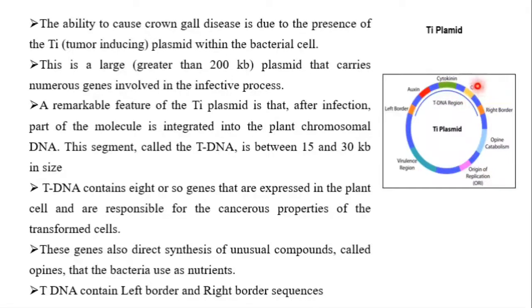And another one: an unusual compound, opine, is synthesized by genes present in the T-DNA. This opine will be used by the bacteria as a nutrient, as a nitrogen source. The opine is produced by the transformed cells, and the bacteria use it as a nutrient. This T-DNA region also contains left border and right border sequences.